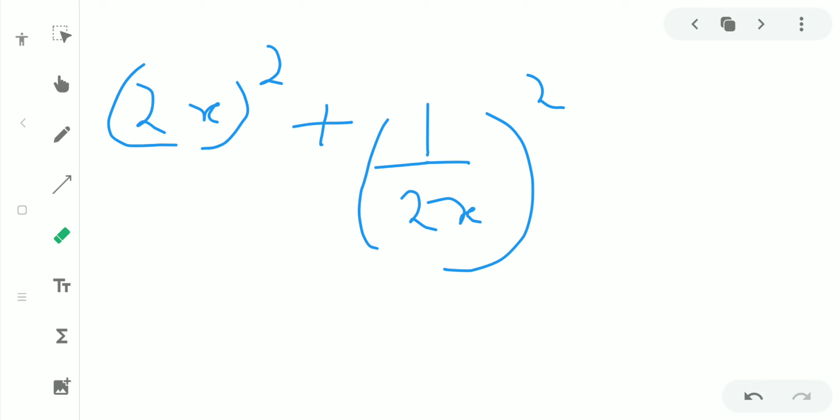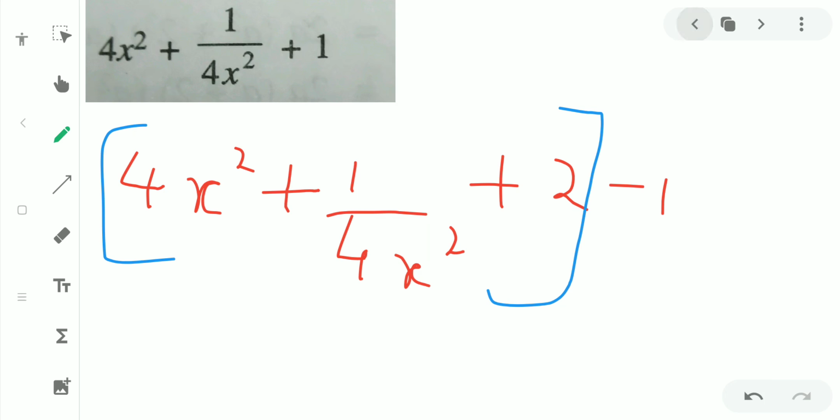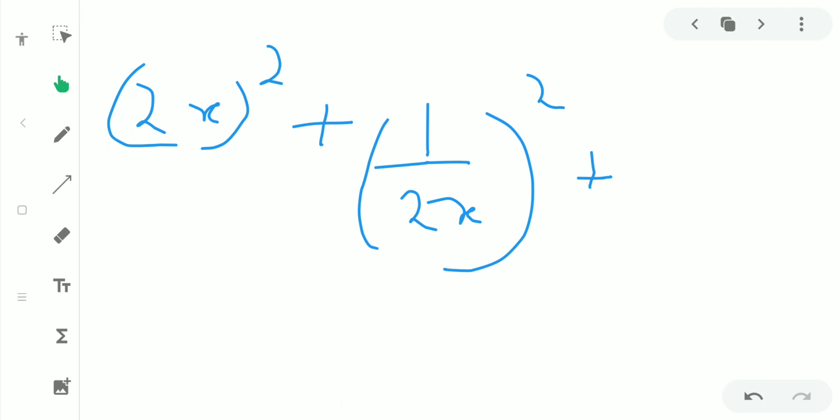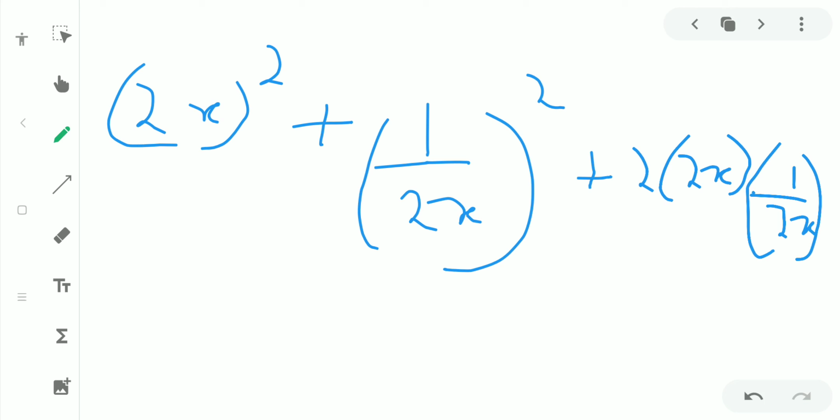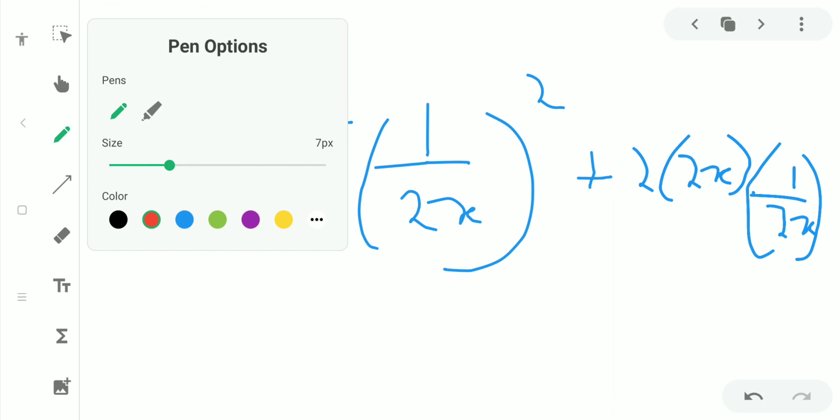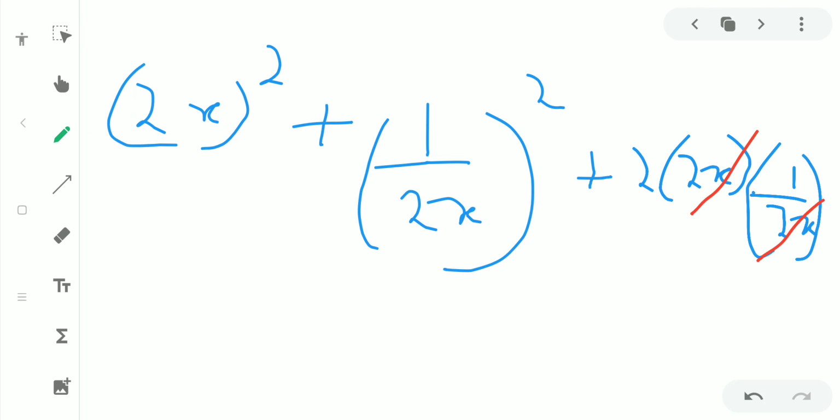So we'll get 1 by 2x whole square plus, here we are having 2. So 2 I can write as 2 into 2x into 1 by 2x, where 2x and 2x get cancelled. So now we are getting 2x plus 1 by 2x whole square.